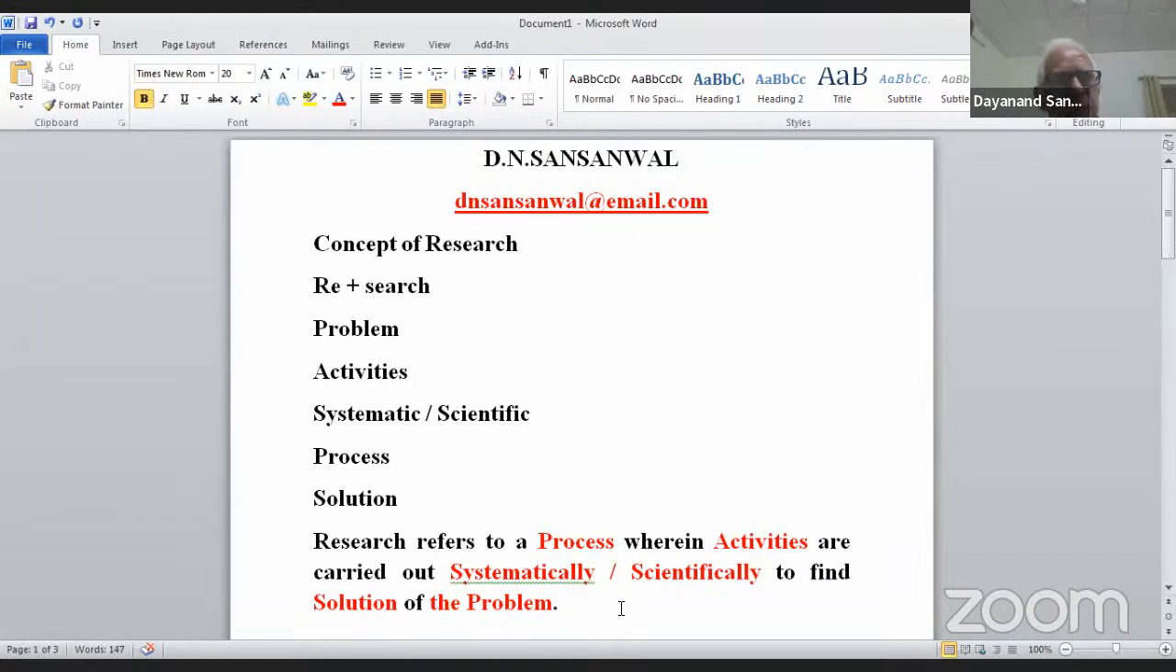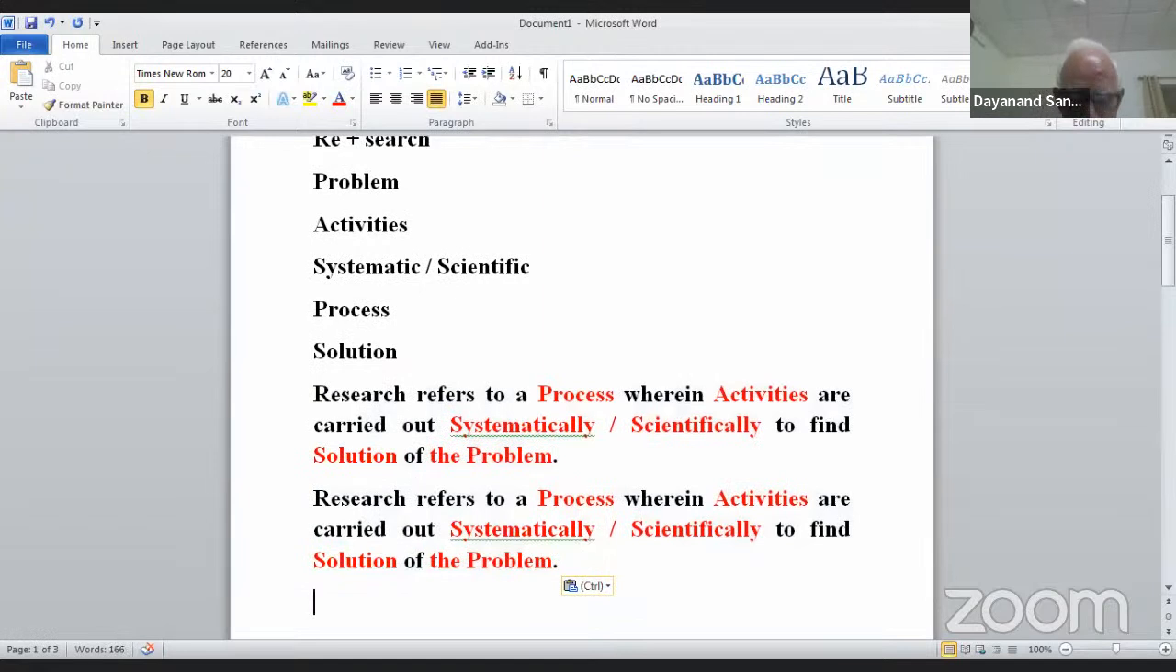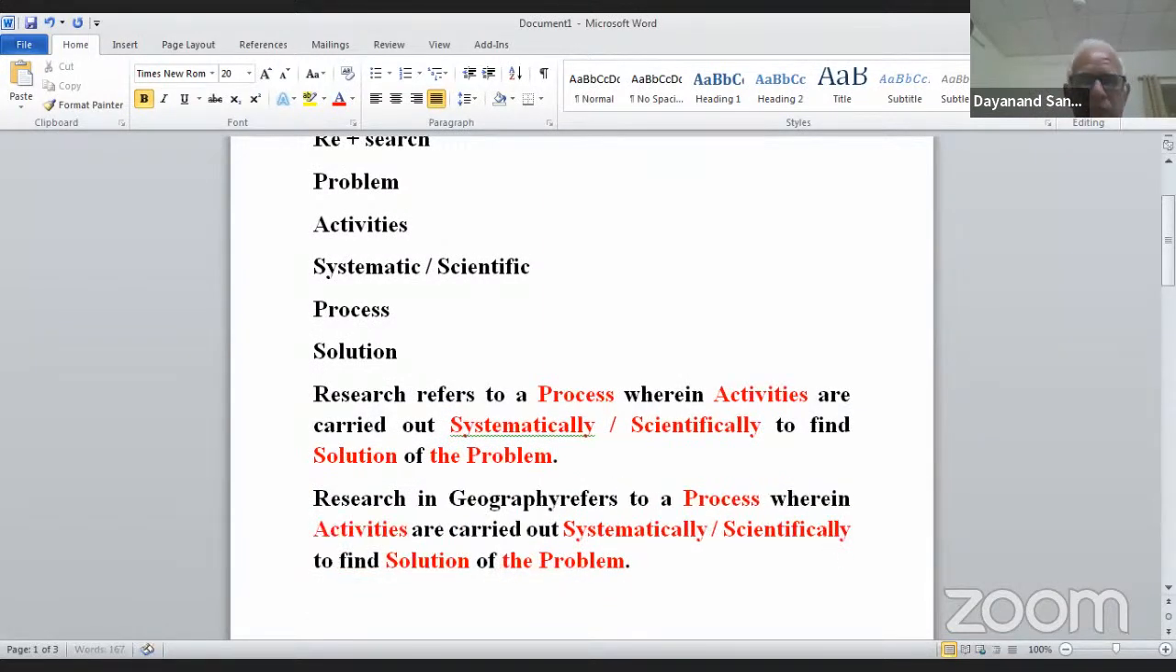Okay, so therefore the problem may be one and the solution may be multiple. This is the general definition. If I want to define research in geography, research in geography refers to a process wherein activities are carried out. You can use systematic, or you can use scientific, because in some universities geography is part of the science faculty, and in some it is part of the arts. So, that's up to you.